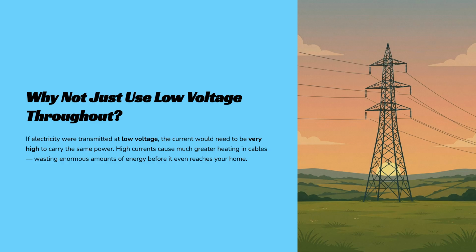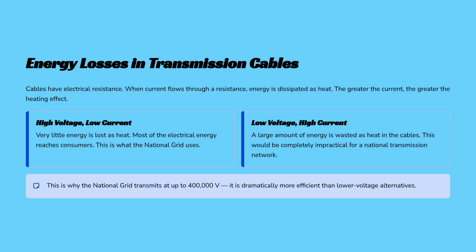You might wonder why we don't just use low voltage everywhere. If we did, we'd need extremely high current to carry the same power, which causes massive energy waste as heat in cables. Energy is lost as heat due to cable resistance. High voltage keeps the current low, making transmission efficient. This is why the national grid uses up to 400,000 volts.